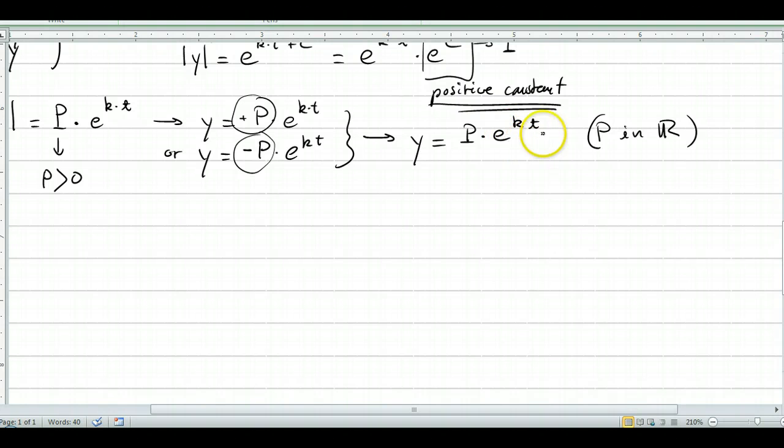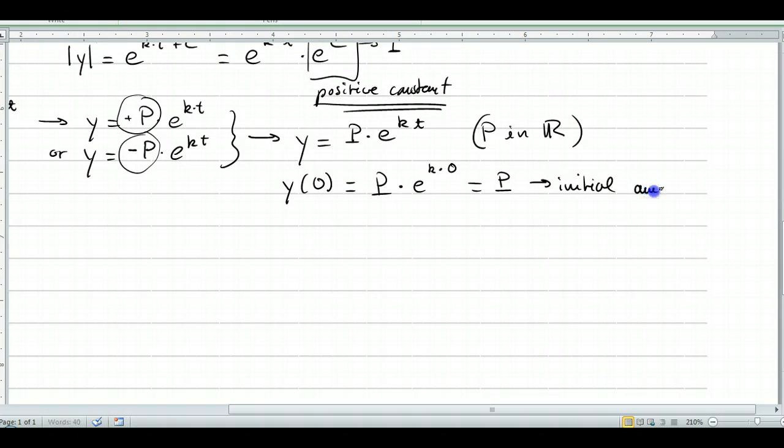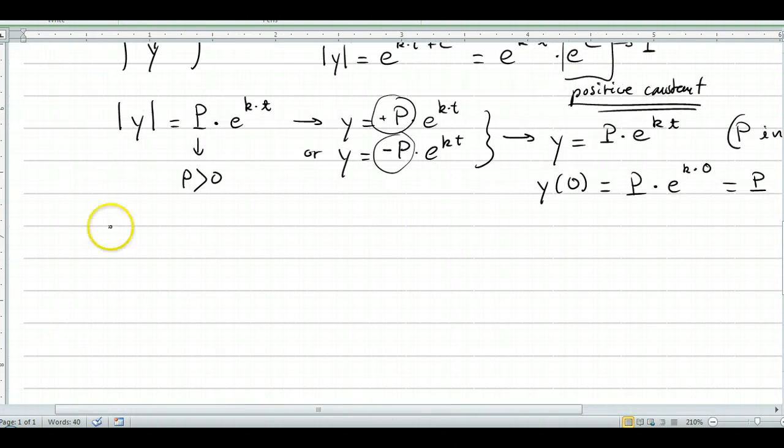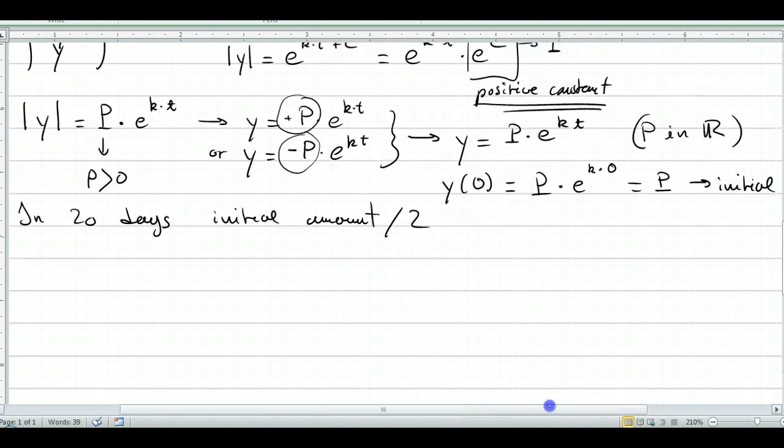20 days is the half-life. If you look at y of 0, you should have seen this before, right? This kind of equation is a decay or growth equation. k times 0, so it's just p. So this is the initial amount. They're talking about the half-life, so in 20 days, the initial amount gets divided by 2, okay? So let's see what that means.